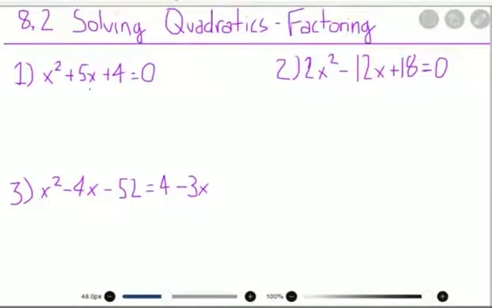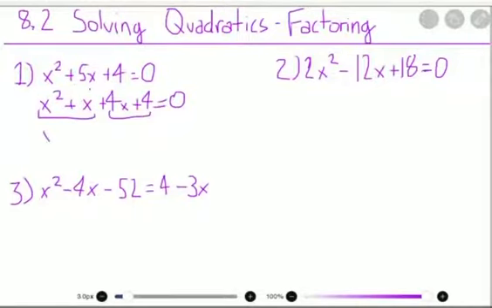So a times c is going to be 4, and two factors of 4 that add up to 5 would be 1 and 4. So we can split up the b term by doing x squared plus x plus 4x plus 4 equals 0. Next, we can take out the common factors of each pair.